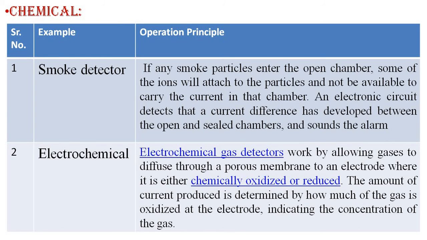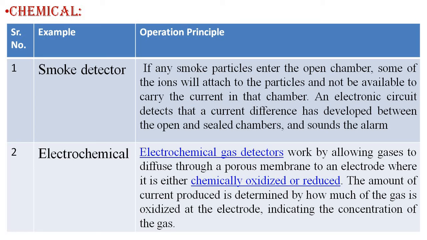Next are chemical sensors. We have two examples. First is the smoke detector and second is the electrochemical gas sensor. If any smoke particles enter the open chamber, some of the ions will attach to the particles and are not available to carry the current in that chamber. An electronic circuit detects the current difference developed between the open and sealed chambers and sounds the alarm.